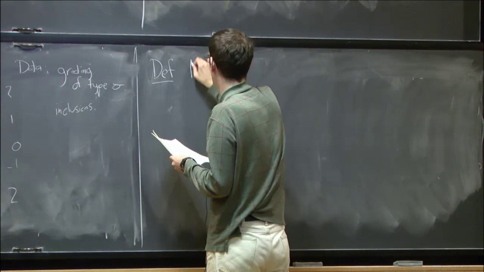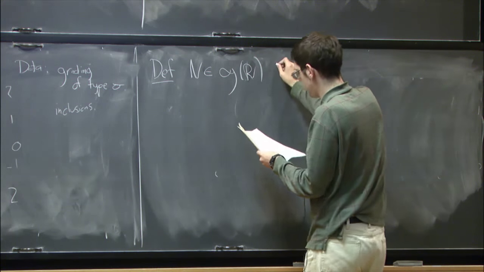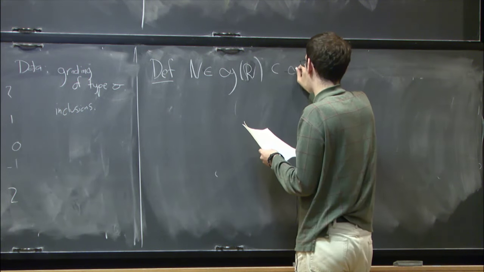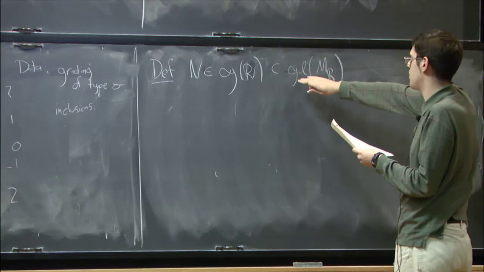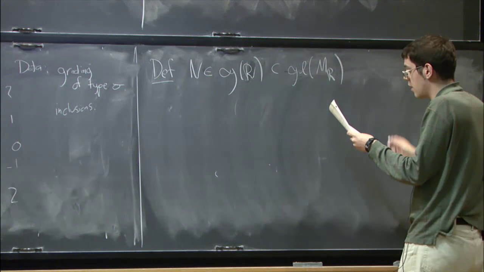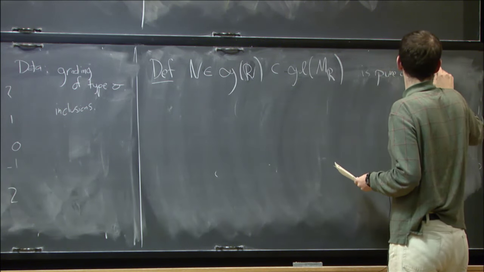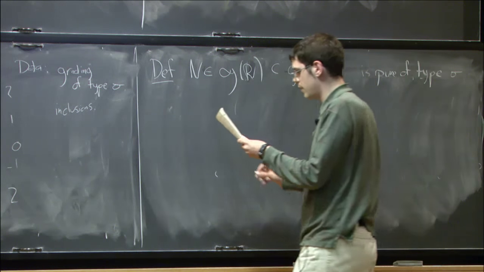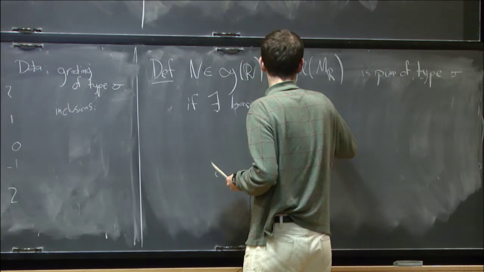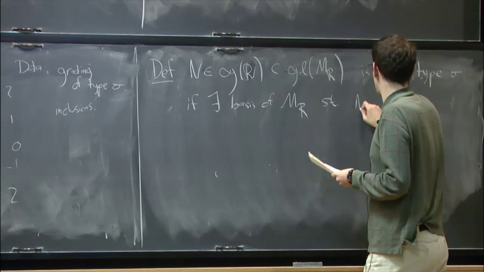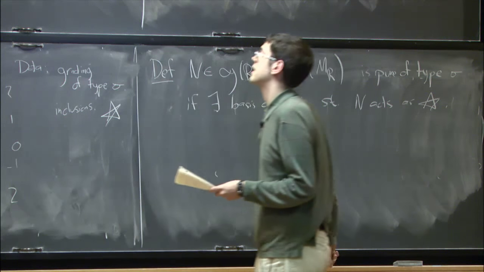So a definition is: an element in the R points of the Lie algebra, sitting inside, using the standard representation, so it's acting on some space M sub R, which is a free R module. So we say it's pure of type sigma if there exists a basis of M_R such that n acts as this recipe predicts.